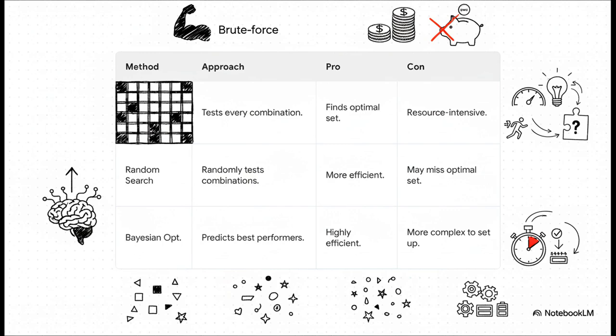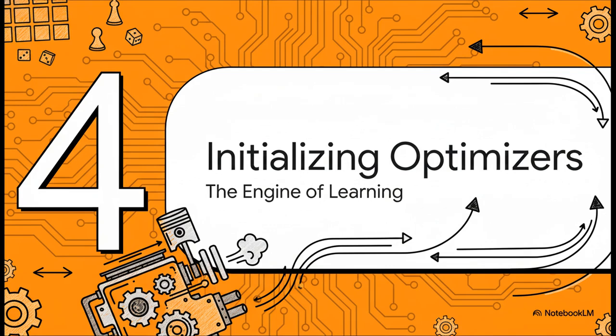A smarter way is random search, which just tries random combinations. It's way more efficient, but you might miss the absolute best settings. And then you have the really sophisticated approach, Bayesian optimization, which actually uses probability to predict which settings are most likely to work best. Okay, on to our final core pillar, the optimizers.